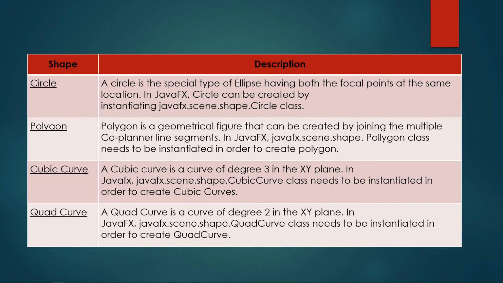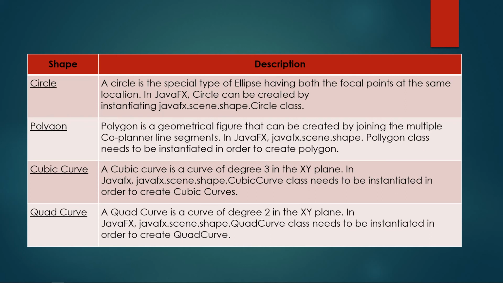Next we have the circle class. So a circle is a special type of ellipse having both focal points at the same location. In JavaFX, a circle can be created by instantiating the javafx.scene.shape.Circle class.